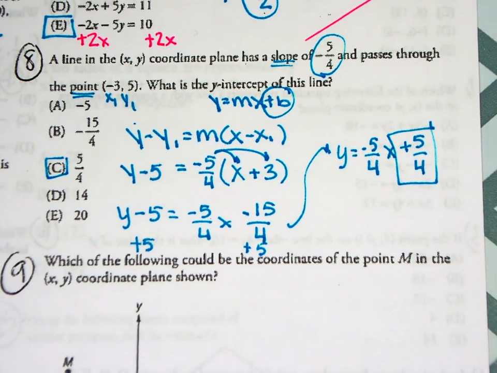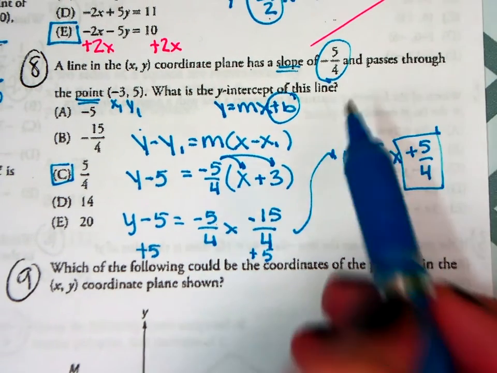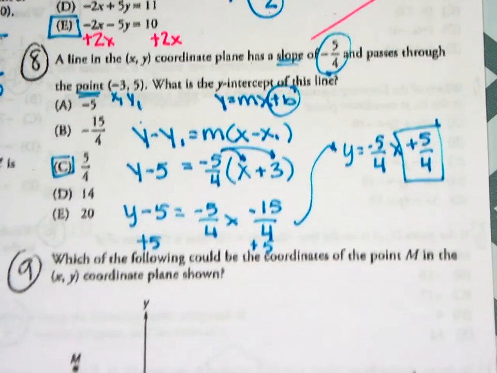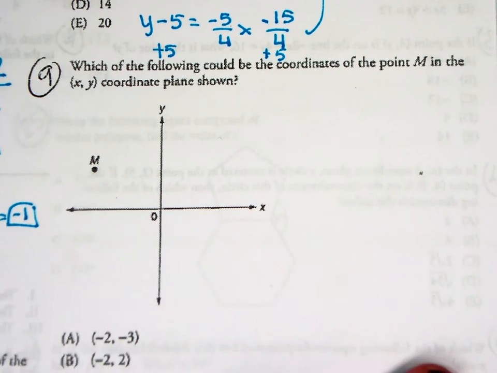Remember, to help you pick which line you need to start with, it gives you a slope and a point. You have to start at point slope. There's no other way to go. Okay. Which of the following could be the coordinates of point M?